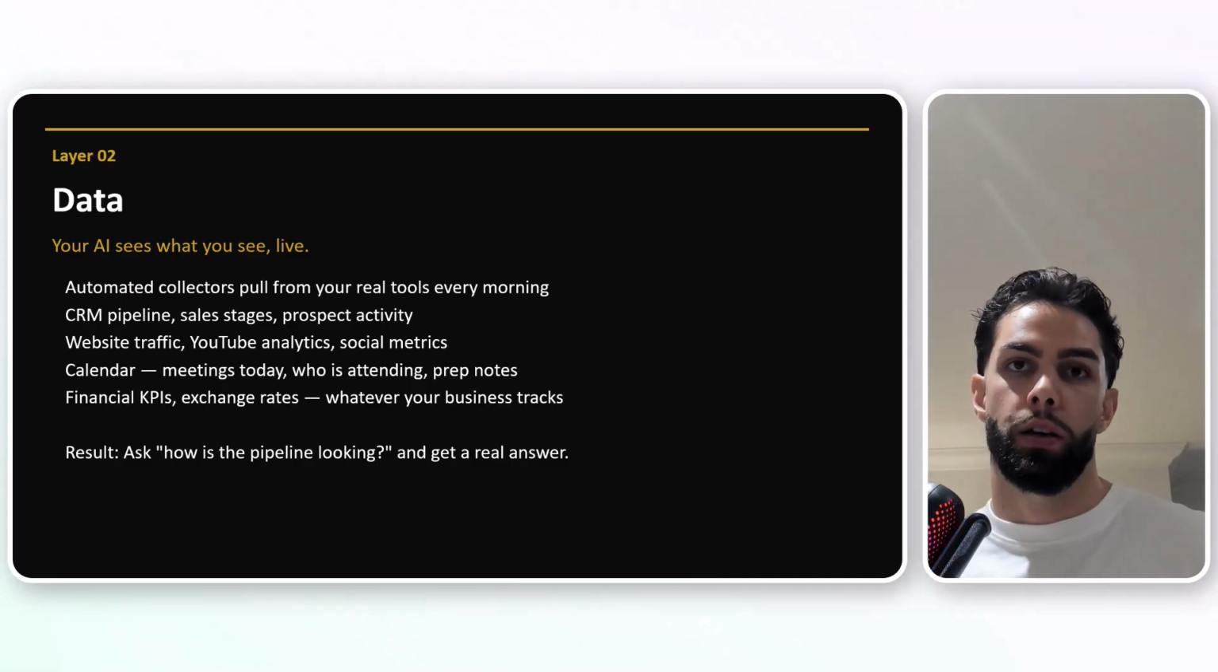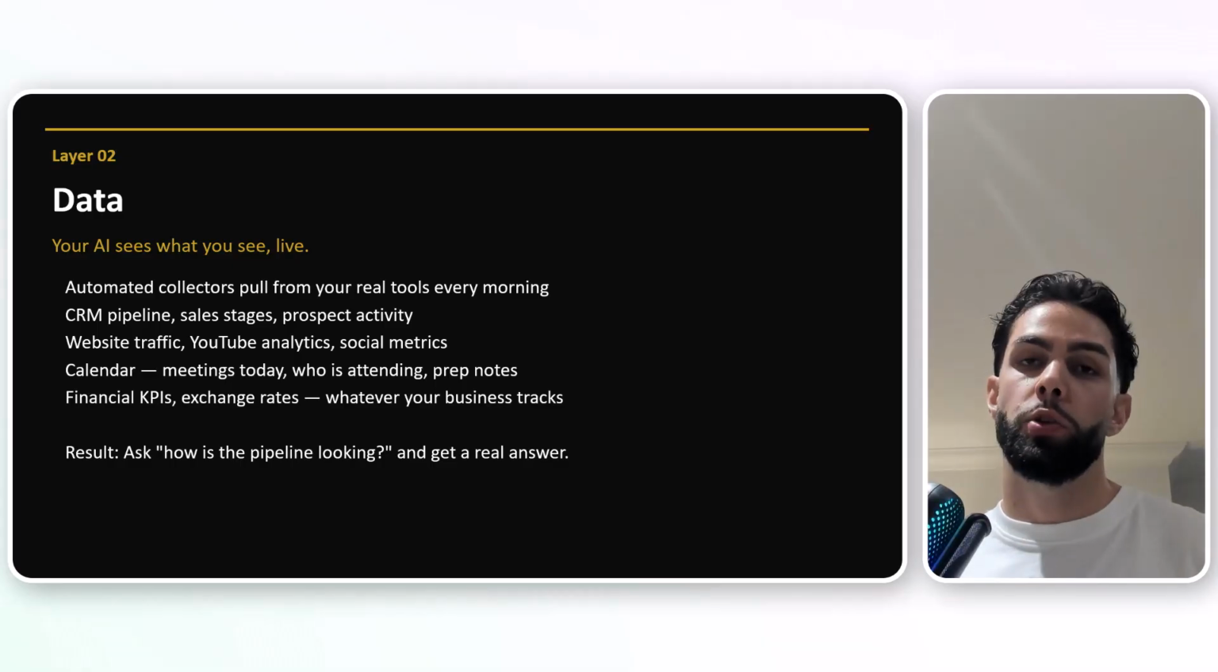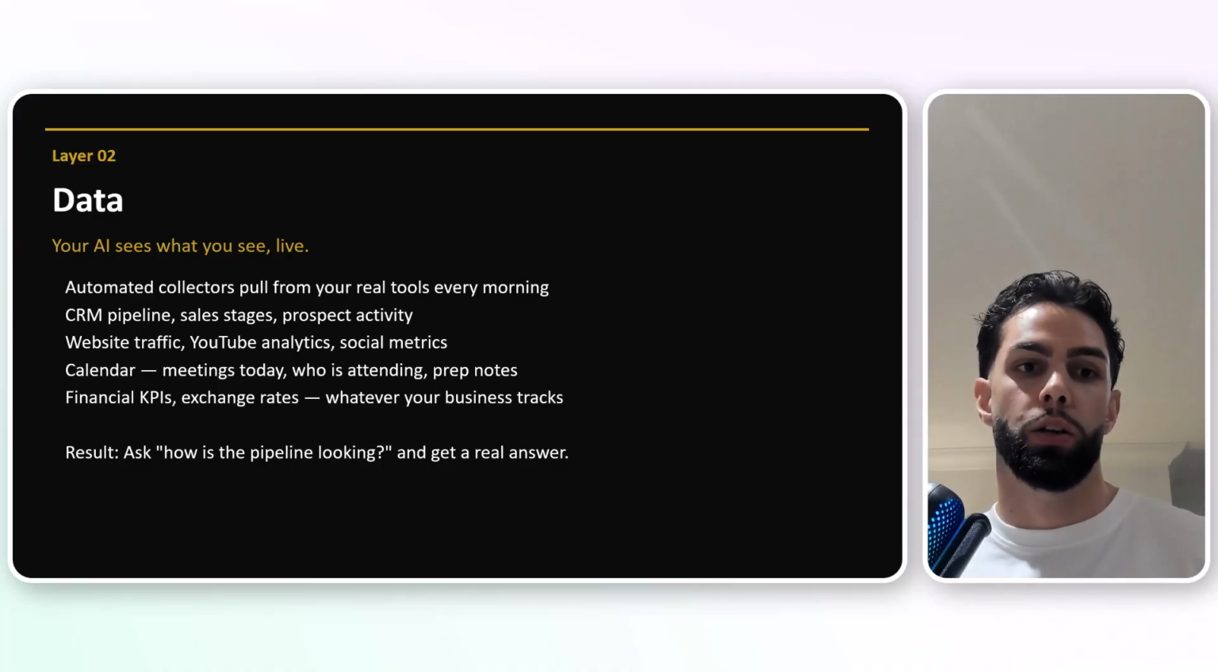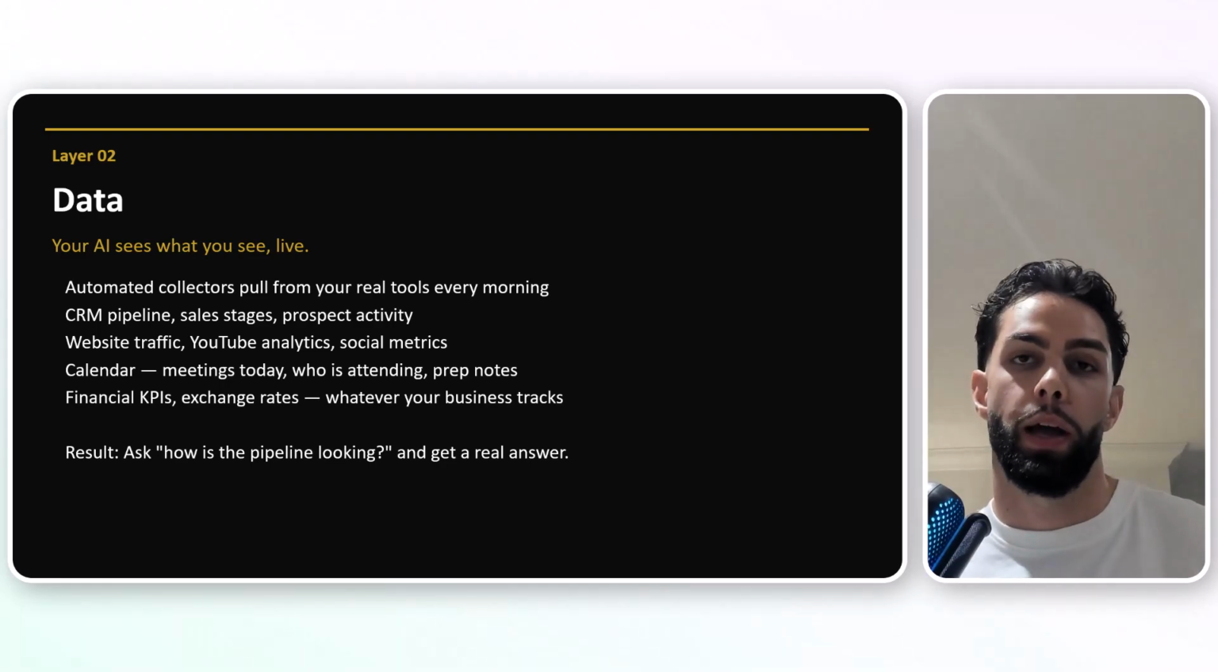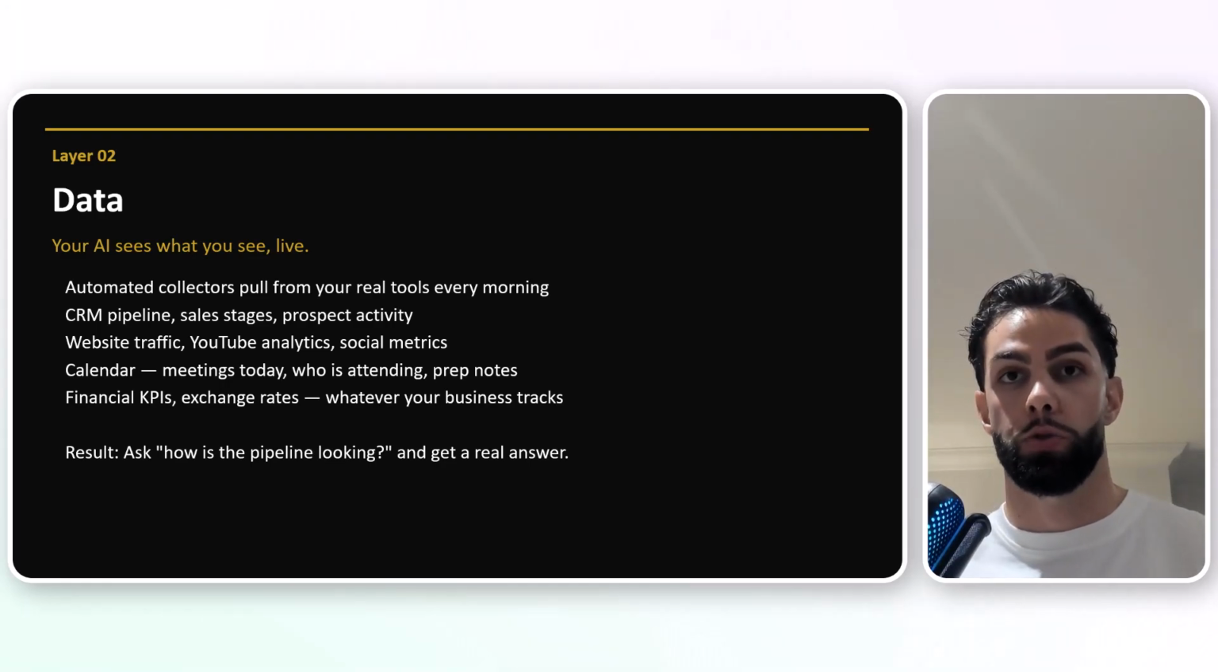Layer 2 is data. And this is where your AIOS connects to all of your live data sources. After you set up this layer, you're going to have automated collectors, which are going to pull data from things like your CRM, your meeting notes, your calendar, your website traffic, any data that you use as a business every day. And once you set this up, you'd be able to ask your AIOS something like, how's the pipeline looking? Or who do I need to follow up with in our CRM? And you'll actually be able to get a real context-driven answer.